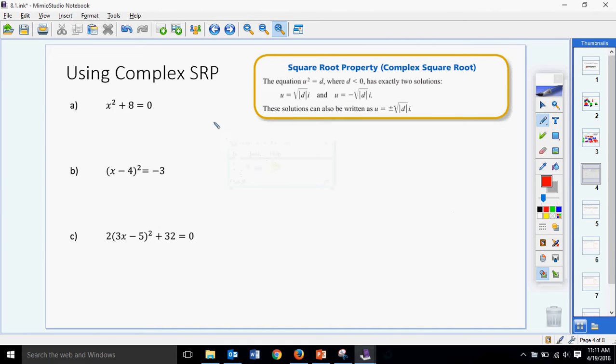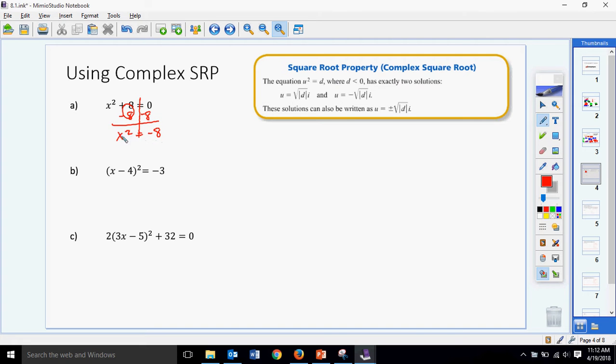All right, complex square root property. So I'm not going to get into this over here. You're going to see what it means. So we're going to do the same thing. We're going to get the squared by itself. So I need to subtract 8. Those cancel. I get x squared equals negative 8.